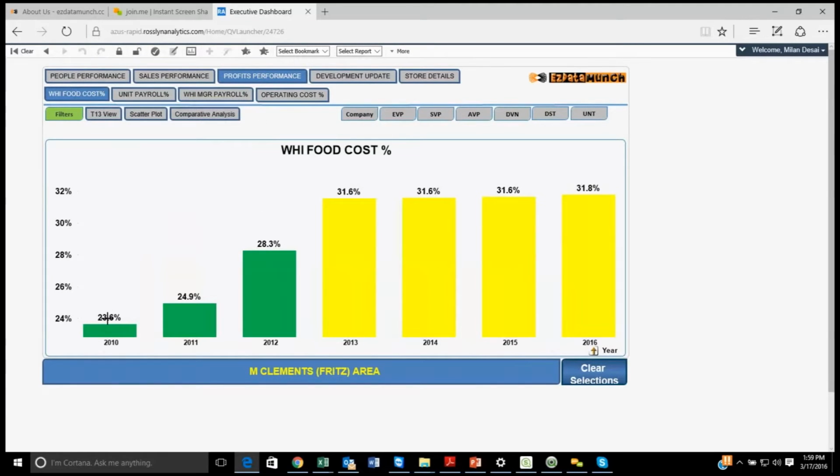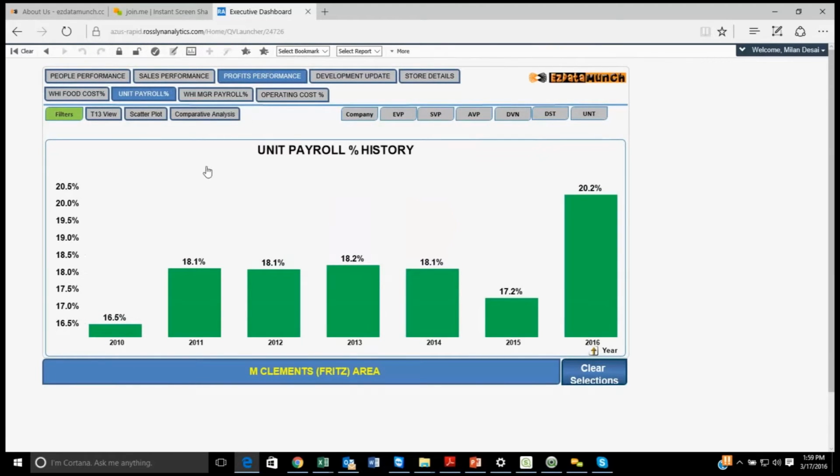So now if you want to jump to profit performance for him, you can see that he was doing pretty well as we saw in the trend, but now his food costs have started going significantly higher. And that's one of the reasons why he is not doing that well. So now you start correlating the information that you are seeing from one KPI to a different KPI. And his unit payroll cost is still within the expected benchmarks. As you can see, they are all green.